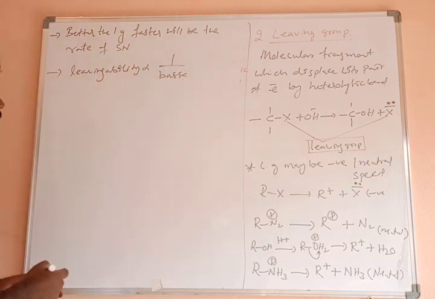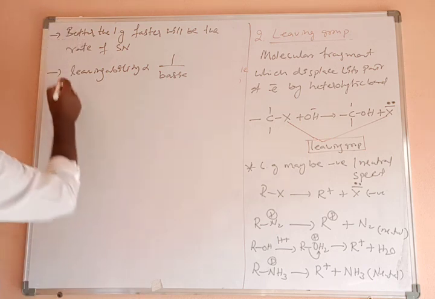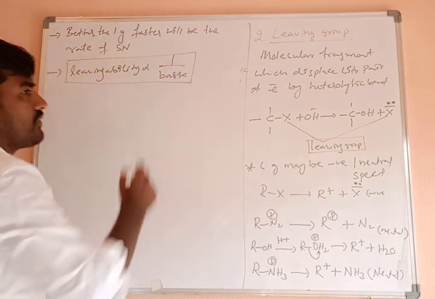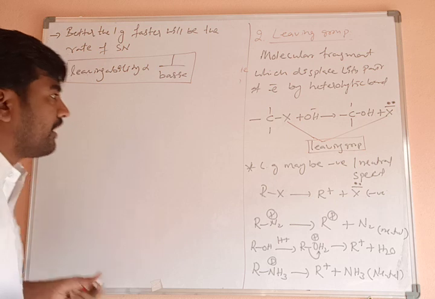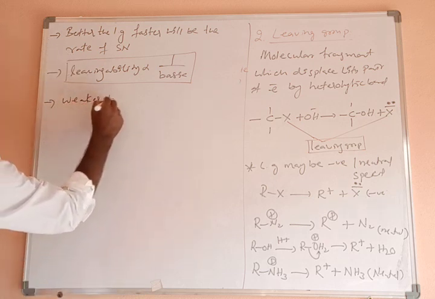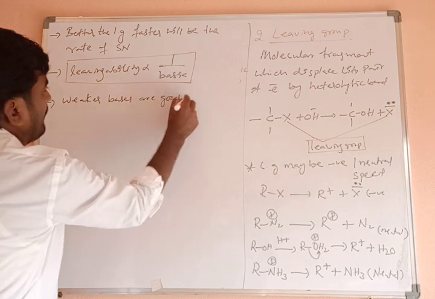According to this condition, we can write that weaker bases are good leaving groups. Leaving group ability is inversely proportional to the basic character. Weaker bases are good leaving groups.